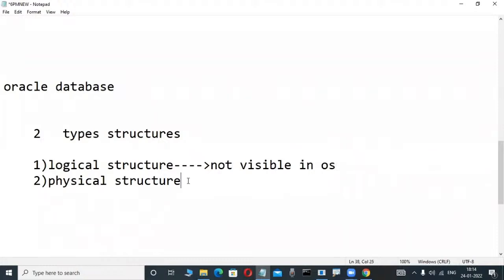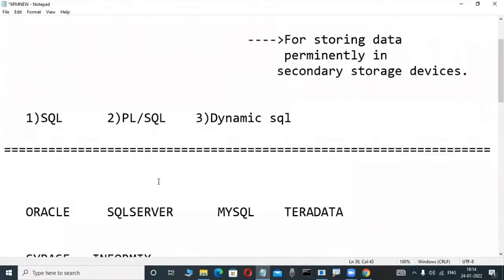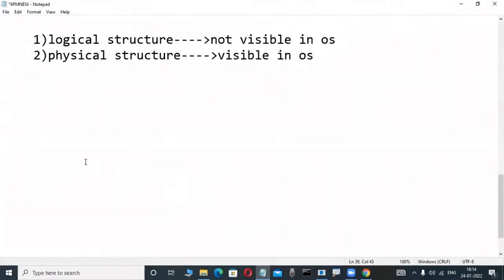A physical structure means whenever we install Oracle, SQL Server, DB2, these software automatically create three physical files, as I told in previous classes. That's why a structure which is visible in the operating system is called a physical structure. These are all the things I told in the previous class. Don't worry. Now observe it here.